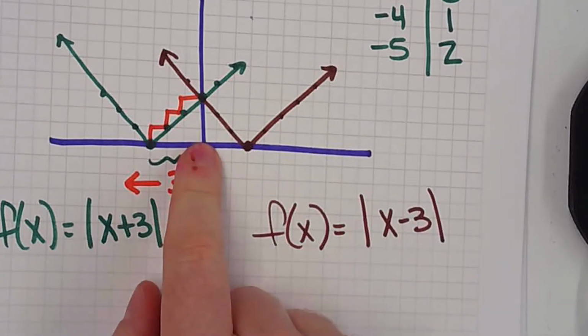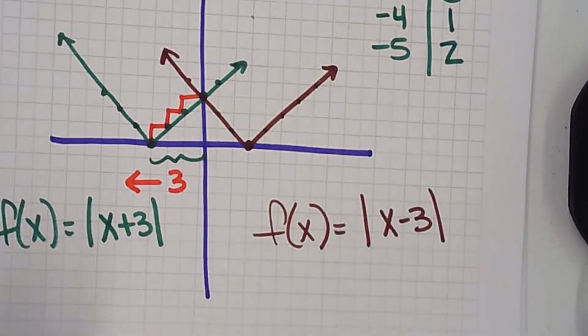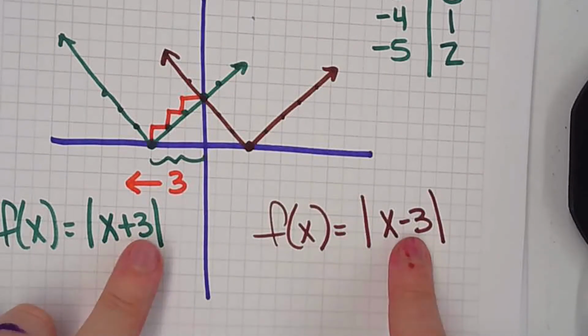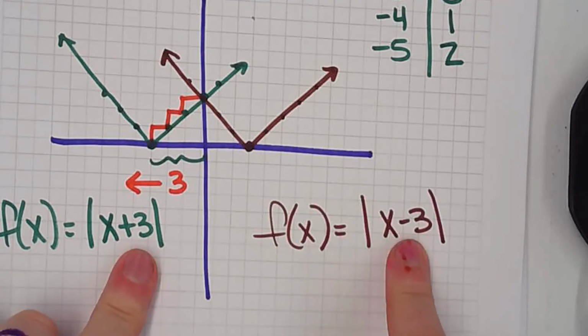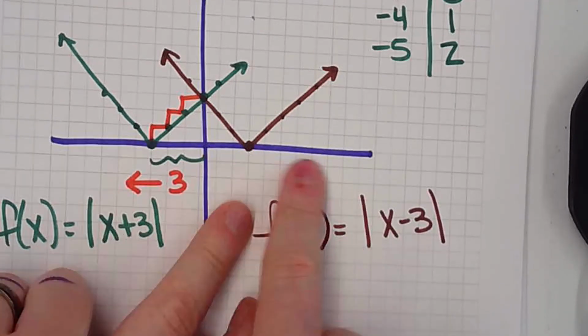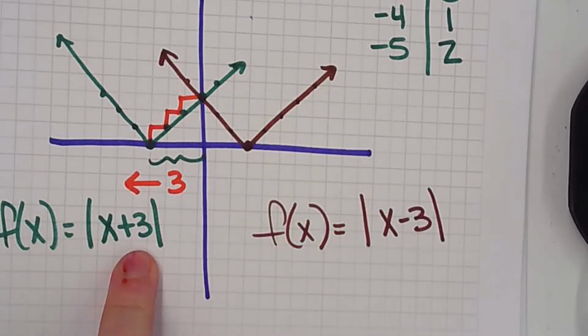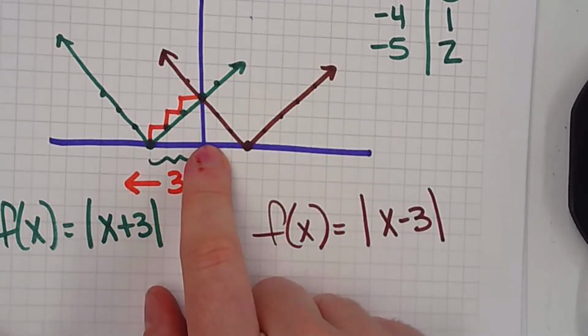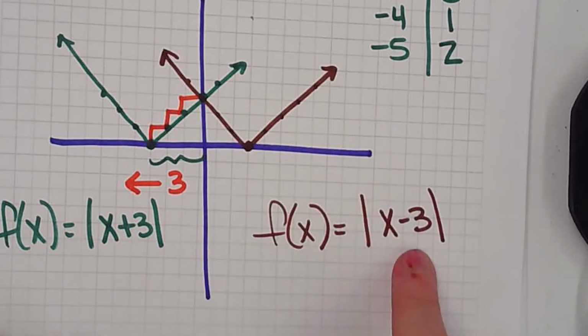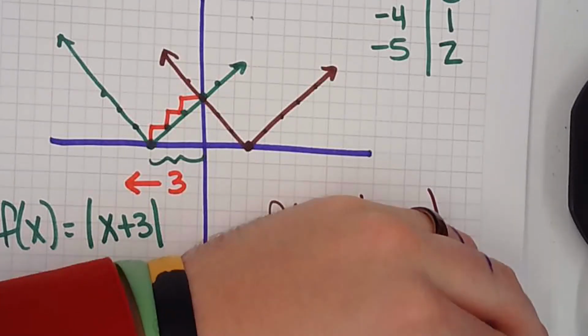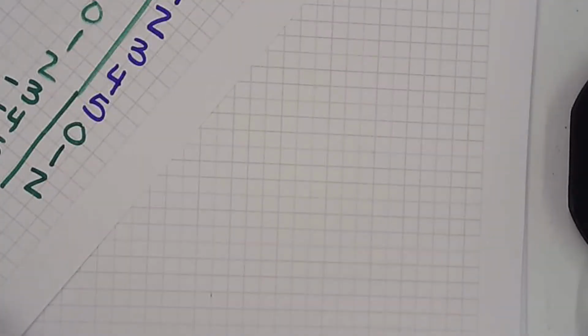So the number inside next to the x, added or subtracted, is going to be a horizontal shift. It's going to shift it left or right. If I wanted to shift it 4 to the left, I'd put a plus 4 here. If I wanted to shift it 10 to the right, then I'd put a minus 10 here. Okay, so now let's talk about our other variable in our standard form. We've already talked about a. We've already talked about h.